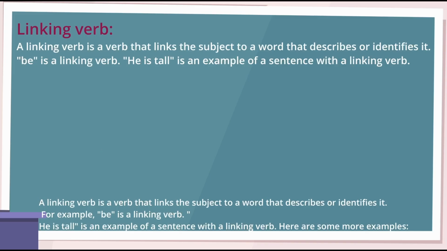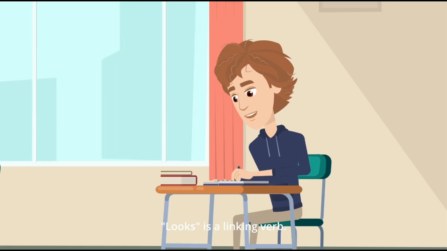A linking verb links the subject to a word that describes or identifies it. For example, be is a linking verb. He is tall is an example of a sentence with a linking verb. Here are some more examples. What type of verb is looks? Looks is a linking verb.